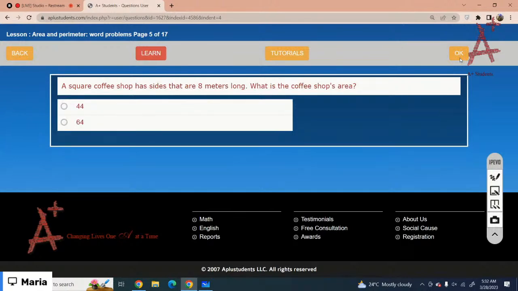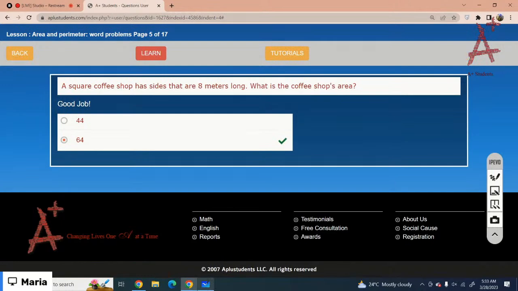Okay, a square coffee shop has sides that are 8 meters long. What is the coffee shop's area? Yes, that would be 64. Okay, you can complete the rest by yourself later today.